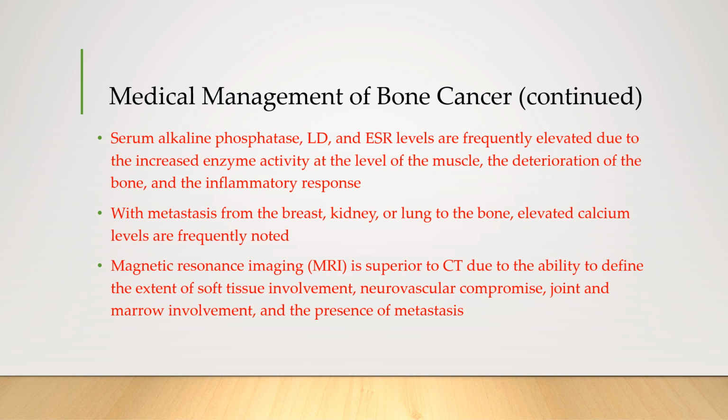Ladies and gentlemen, please listen up, and then listen up one more time. Serum alkaline phosphatase, LD, and ESR levels are frequently elevated due to the increased enzyme activity at the level of the muscle, the deterioration of the bone, and the inflammatory response. With metastasis from the breast, kidney, or lung to the bone, elevated calcium levels are frequently noted.